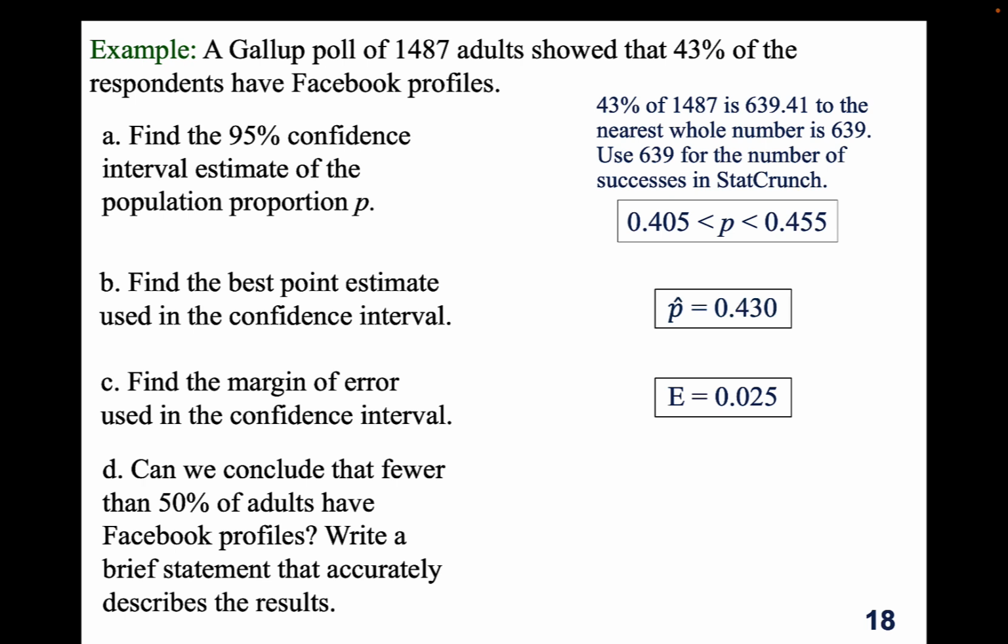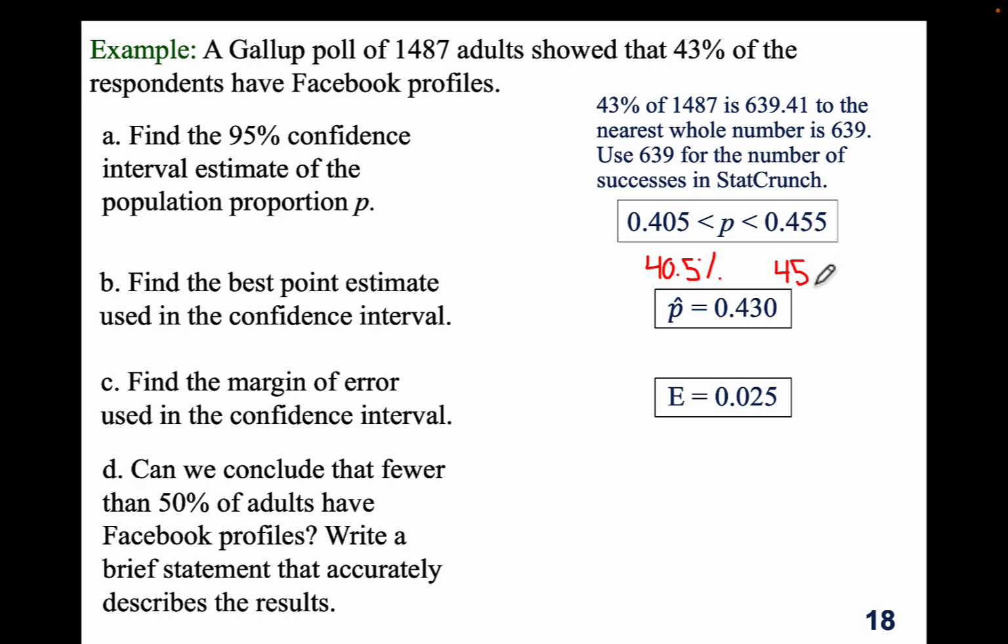Oh, I'm sorry, part D didn't just say interpret it. Part D is asking us, can we conclude that fewer than 50% of adults have Facebook profiles? Write a brief statement that accurately describes the results. Okay, so 50%. Well, we're looking at the interval we created. If you want to see it calculated as a percent, because it was rounded, remember, this would be about 40.5, and this would be about 45.5.